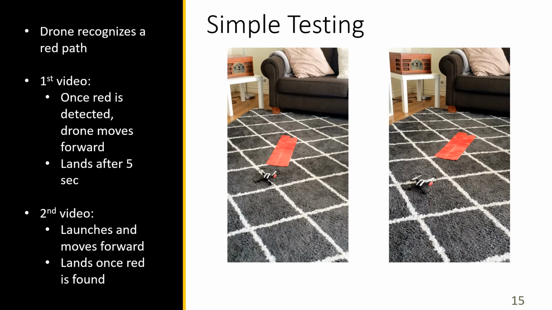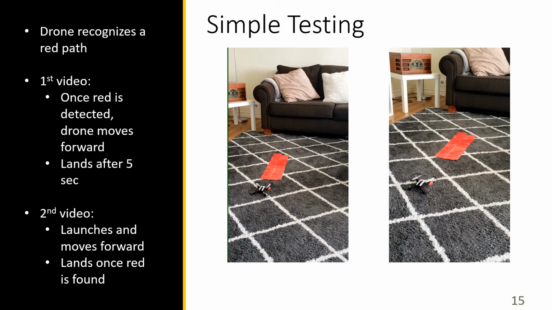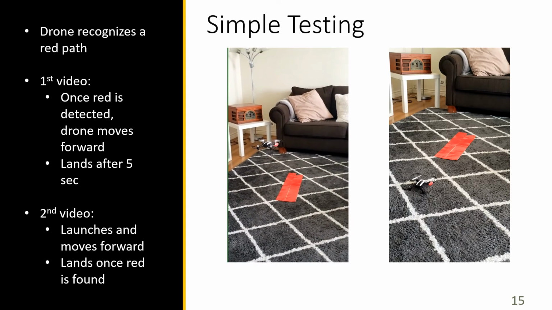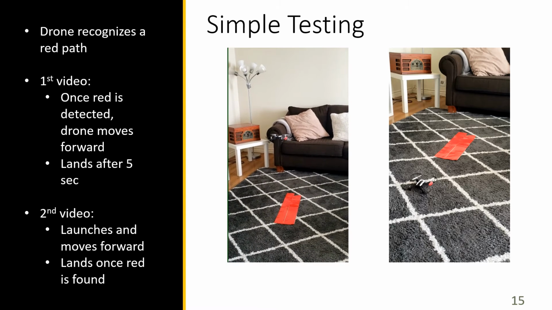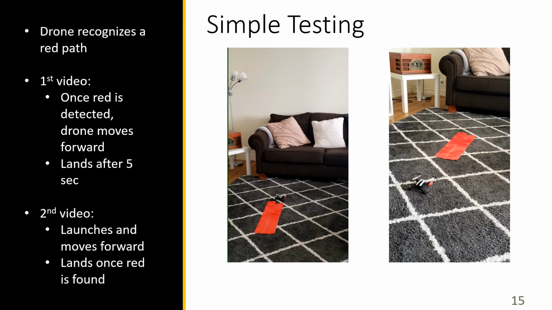In the second video, the drone is commanded to launch and move forward. Once the drone sees red beneath it, it's commanded to respond to that and land. Here you can see the drone launches and begins to move forward. It sees red and after 5 seconds, it lands.